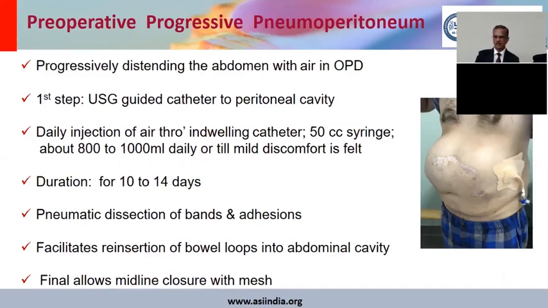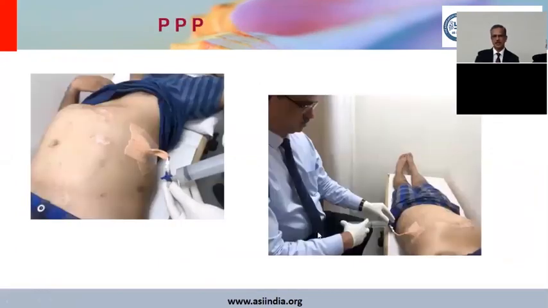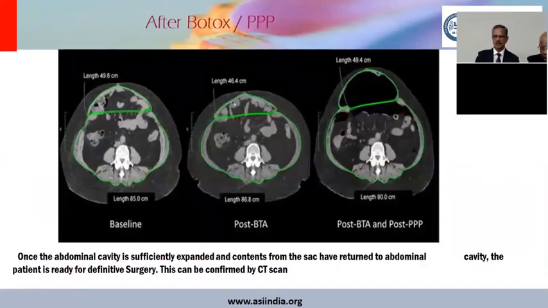Then you call him again the next day, or you can give a 1 day gap, and this is done for about 2 weeks. By this, what we are doing is the abdominal cavity increases, and pneumatic dissection of bands and adhesions occurs. This facilitates the reinsertion of the bowel loops into the abdominal cavity. And finally, when you do the surgery, it allows a good midline closure with a mesh repair. So this is how it is done, by injecting air, a simple method in the OPD.